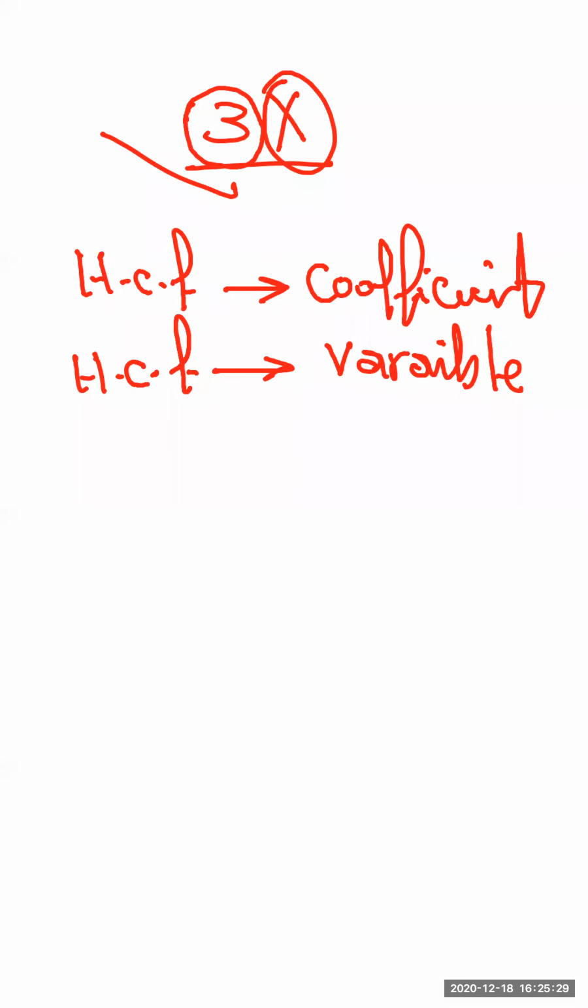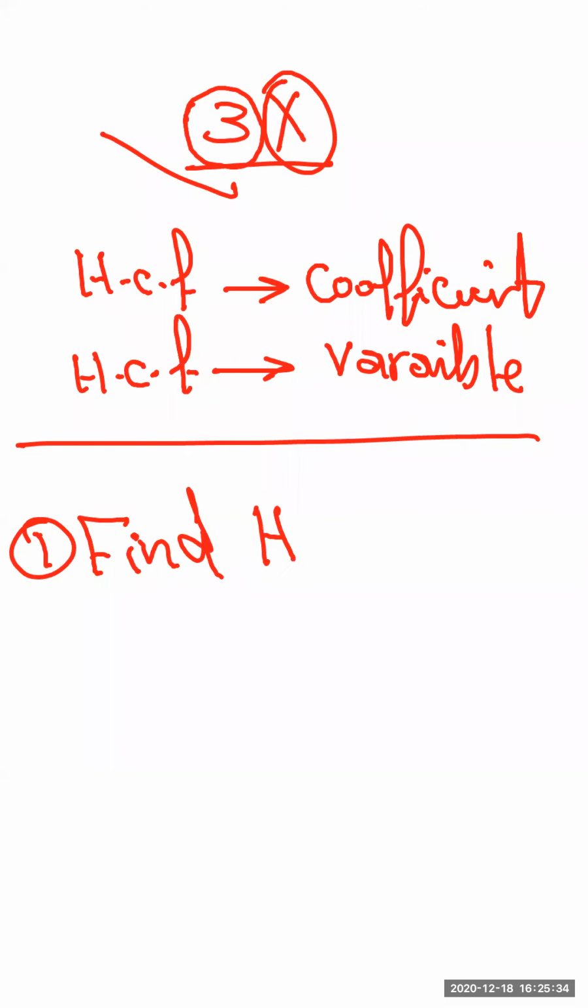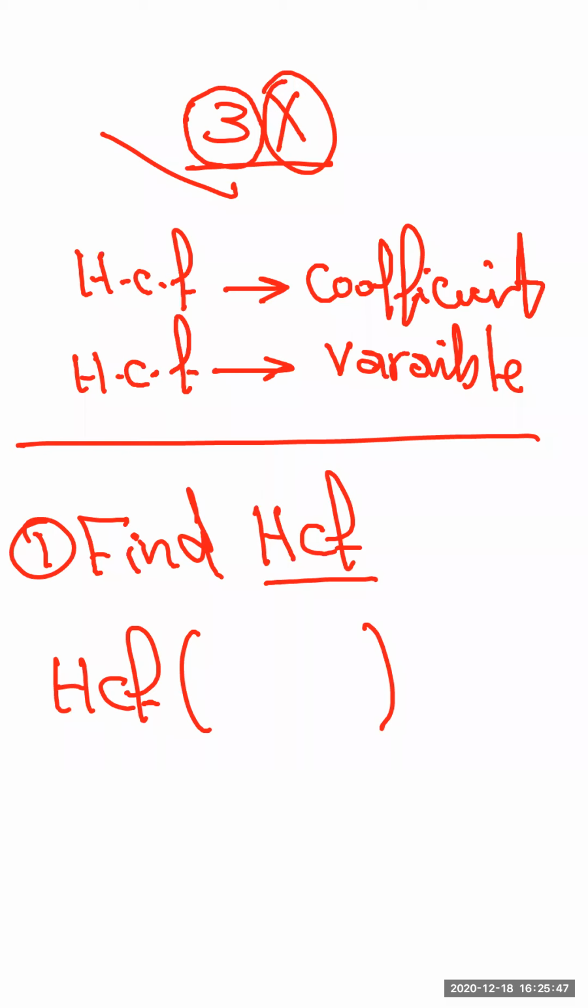So first step, find the HCF. Then I have to put the HCF outside two brackets. So HCF, then two brackets like this. Then divide each of the terms by the expression of the HCF. After that we have to write the quotient inside here. Let's solve one example so that we can understand this exactly.